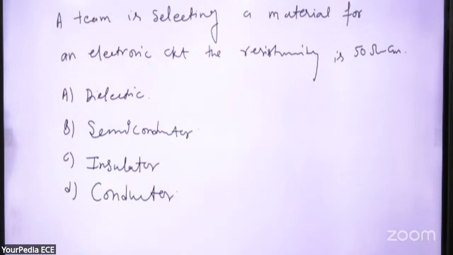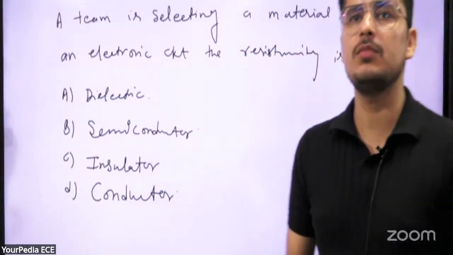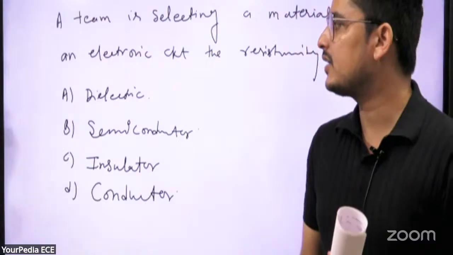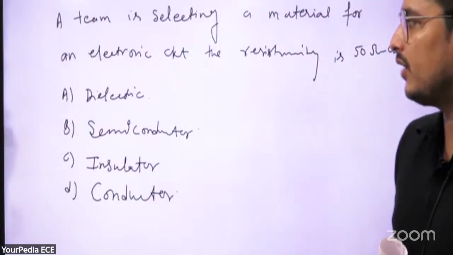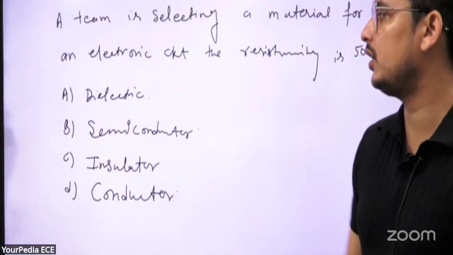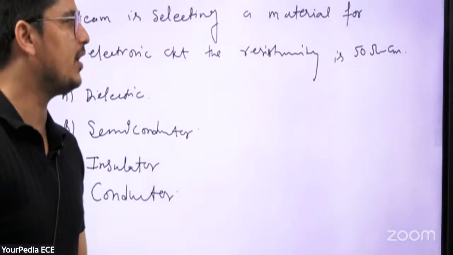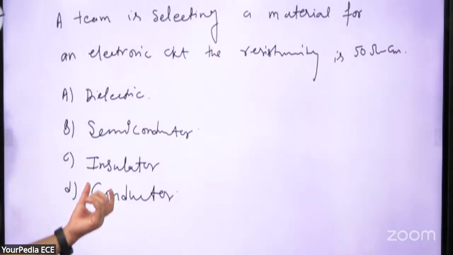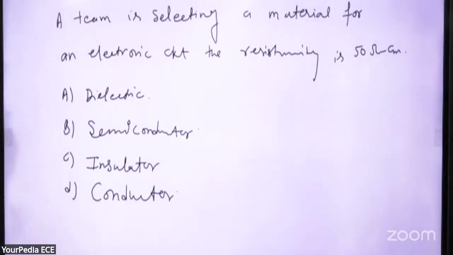So basically, as we start EDC, in the beginning we discuss resistivity, because in electronic devices and circuits we divide materials on the basis of their resistivity. On the basis of resistivity, we divide materials into three parts: semiconductor, insulator, and conductor. Conductors have very low resistivity, of the order of 10 raised to power minus 7. Insulators have very high resistivity. And semiconductors are those materials whose conductivity lies between insulator and conductor.